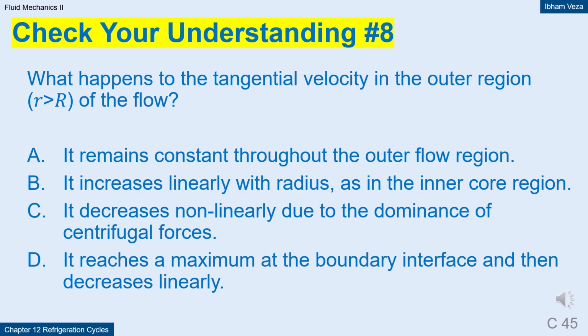Explanation of why other answers are wrong. A. It remains constant throughout the outer flow region. Incorrect, because tangential velocity in the outer region does not remain constant. It decreases non-linearly. B. It increases linearly with radius, as in the inner core region. Incorrect, because the linear increase in tangential velocity applies to the inner core, r less than R, not the outer region. D. It reaches a maximum at the boundary interface and then decreases linearly. Incorrect, because the decrease in tangential velocity in the outer region is nonlinear, not linear.